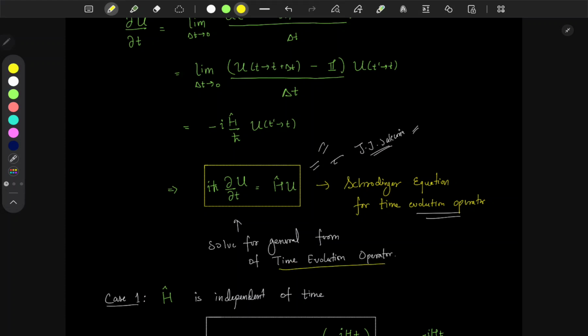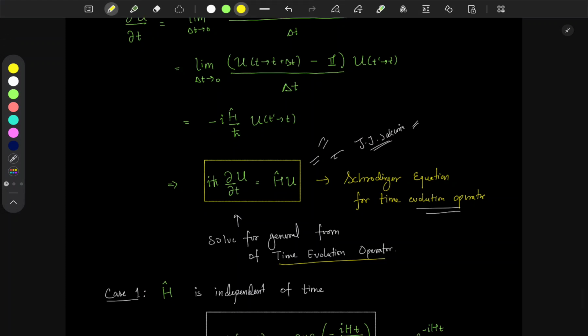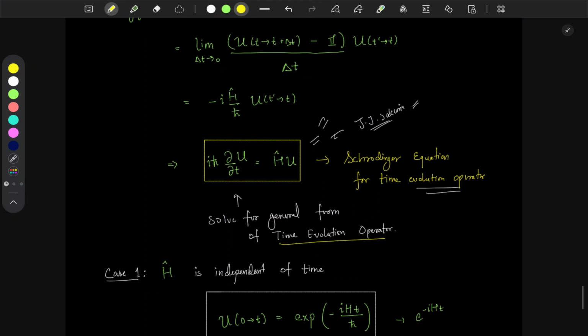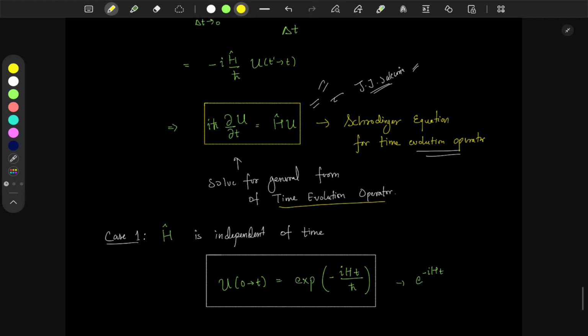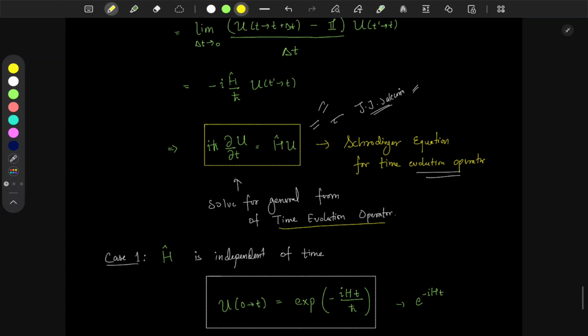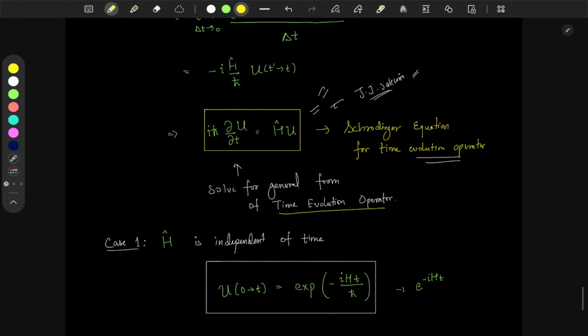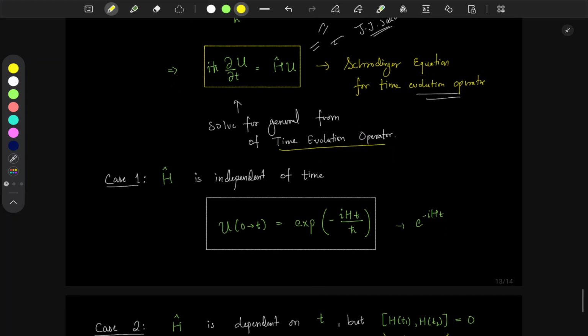Now we will not really solve it here, because it's an operator thing. I'll not do the complete solution here, and I don't think you will need that for now. I'll just write the solutions, because what the time operator looks like is more important, and you will use it later in the problems.